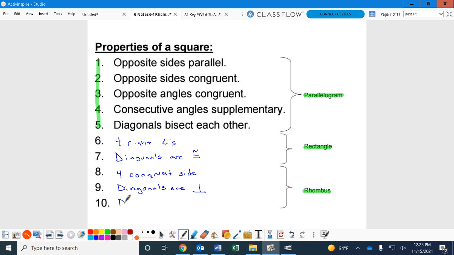And then the diagonals, this is the one most people miss, guys, so be careful. Diagonals bisect opposite angles. The diagonals bisect opposite angles. Okay, do you understand in a square there's nothing new? We've got the 5 that we had for a parallelogram. We have these right here that are going to be for a rectangle. And then we have the 3 that we had for a rhombus. And all together, they make up the ones that are going to be for a square.